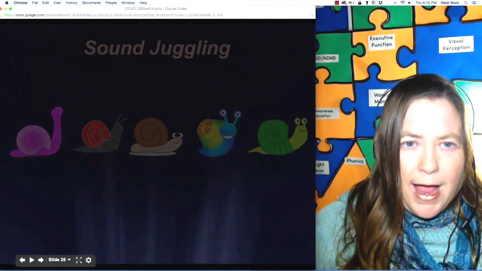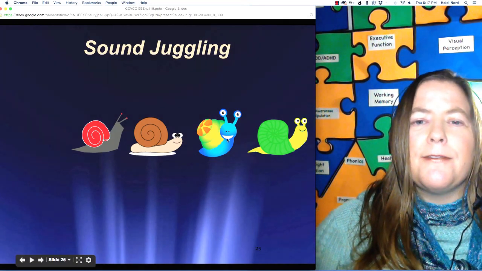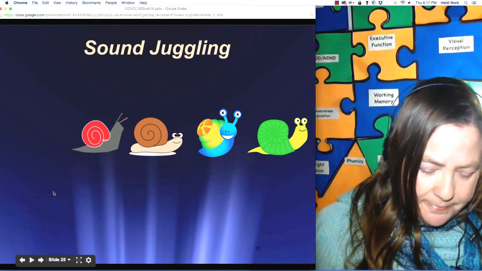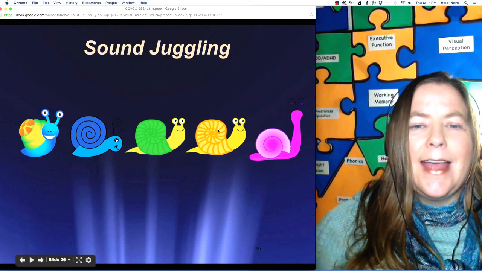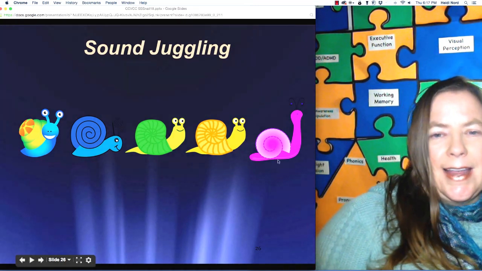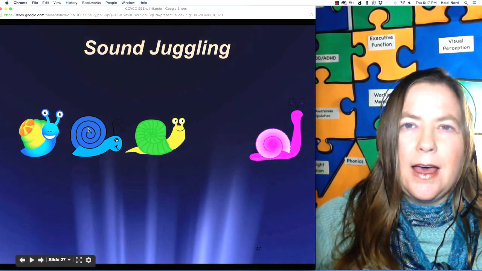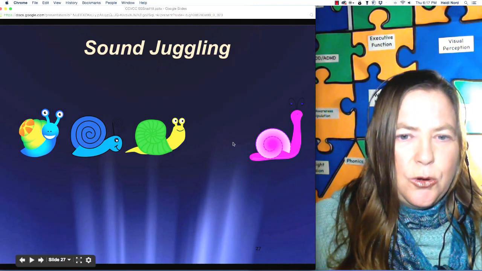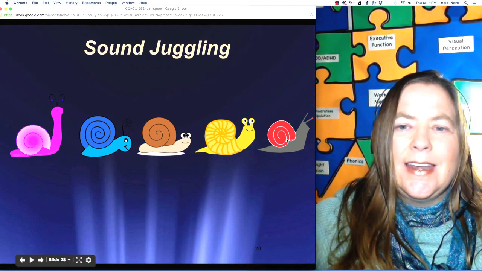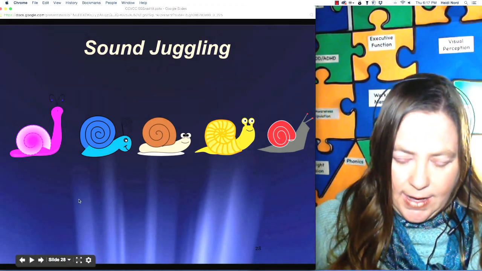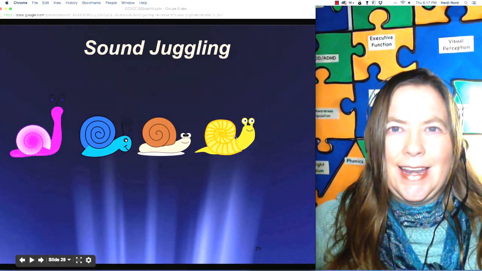Here is graft. In graft, what happens if I take off the g? You're left with raft. Here is grand. In grand, what happens if I take off the n? You're left with grad. Here is grant. In grant, what if I take off the t? You're left with gran.